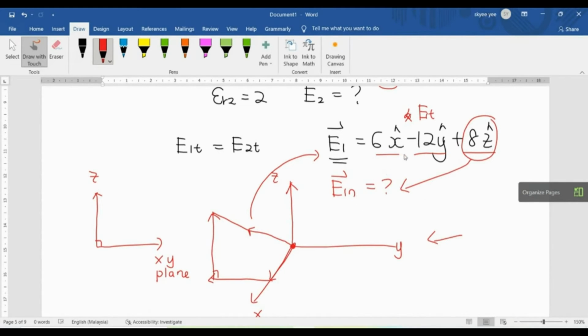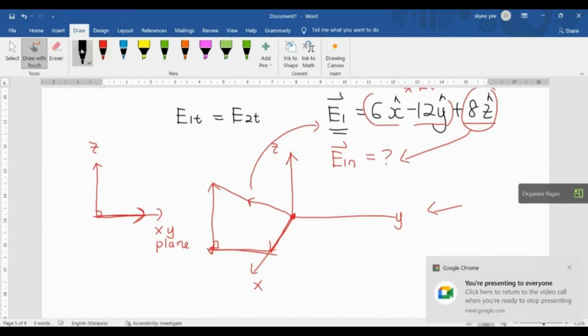While for the 6x minus 12y, you view it this way. This is the plane that has these two components, you have this one and you have this one. So this one will be a tangential component because they are here. Again, tangential component, they are here. This one is very important. You must know how to split them. Otherwise, you cannot continue at all.